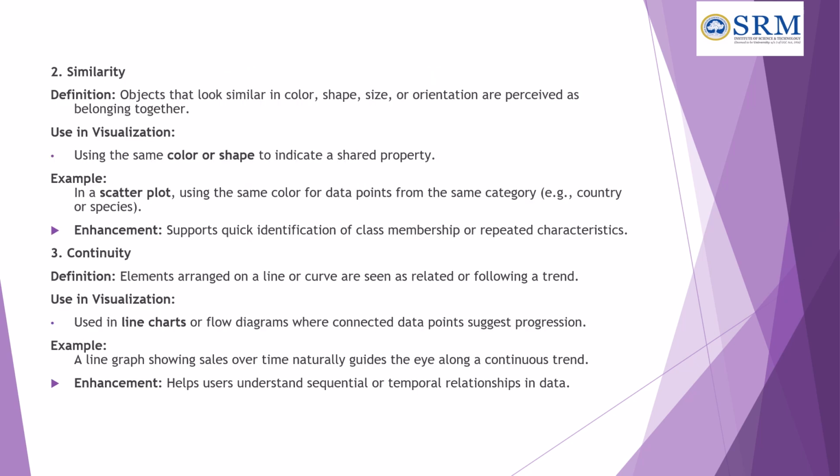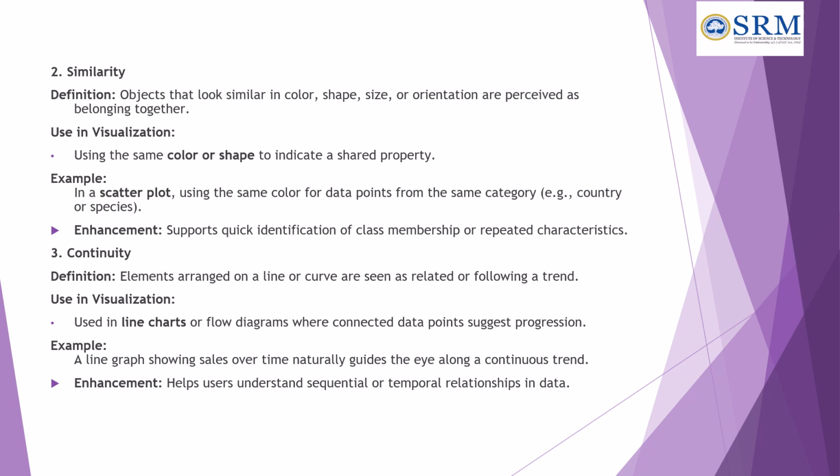Similarity. Our brains naturally group things that look alike. In data visualization, this means that if objects share the same color, shape, size, or direction, we see them as part of the same group. For example, in a scatter plot, if all the data points for one country are blue and another country's points are red, we immediately understand which points belong to which group without needing to read every label. This helps us quickly spot categories or repeated patterns just by looking.